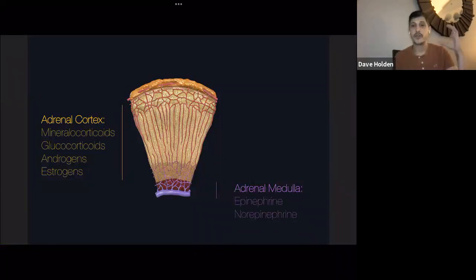So again, we've got our adrenal cortex, which is the outer layer, and then the medulla, the inner core, each producing their own hormones. This is just a rehash of what we talked about earlier.